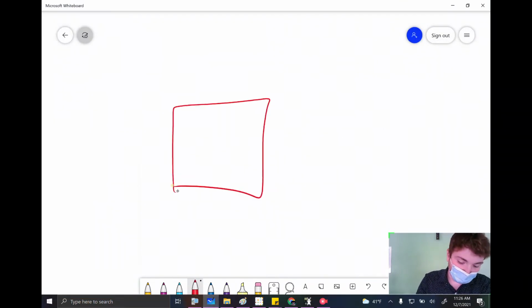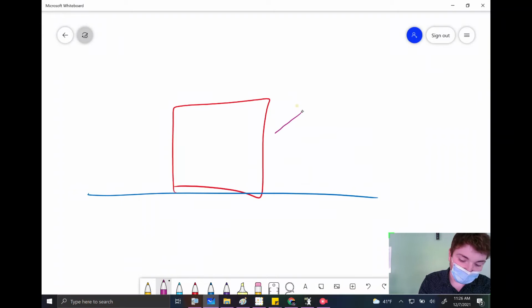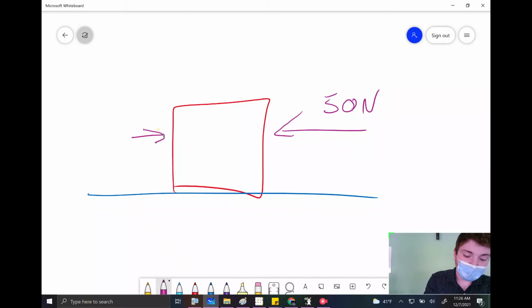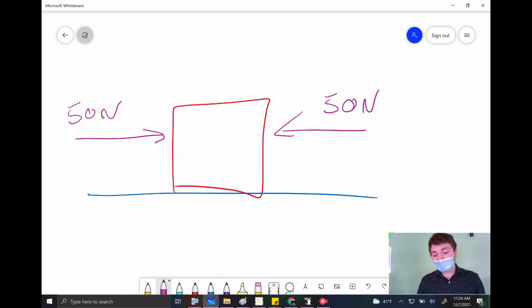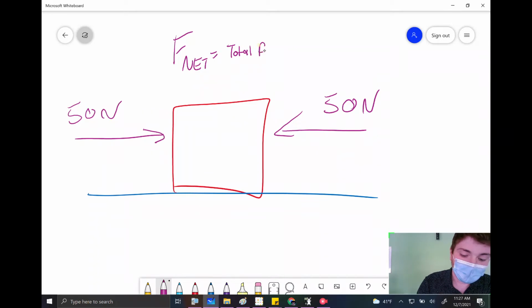Let me show you. So let's say we have a box. Let's say we're applying 50 newtons to the left, and we are applying 50 newtons to the right. Yes, I have forces on it, right? I have two forces, one going this way, one going this way, but the two forces perfectly cancel each other out. So I wind up getting a total force, which we call F net, the sum of all forces. I wind up getting a total force of 0 newtons. So 0 newtons is my total force.